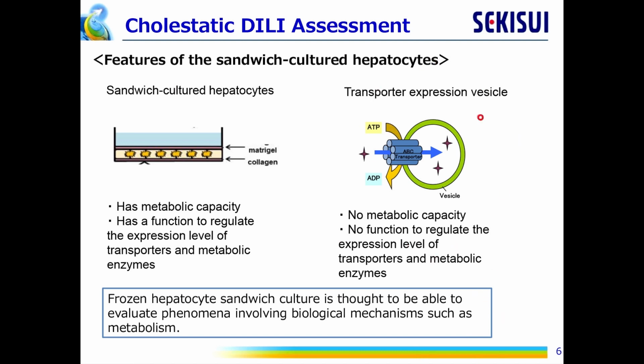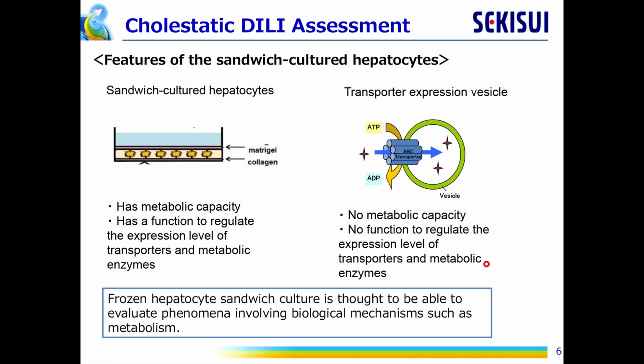Vesicles are the most popular test system for efflux drug transporter studies and are good for screening whether or not the test article is a substrate or inhibitor of ABC transporters. However, for our purposes, where we need to look at the hepatocyte function when treated with test article, vesicles are not an appropriate test system. Vesicles don't have metabolic activity or regulate the expression level of transporters and enzymes, which are important to the outcome of a cholestatic hepatotoxicity assay.